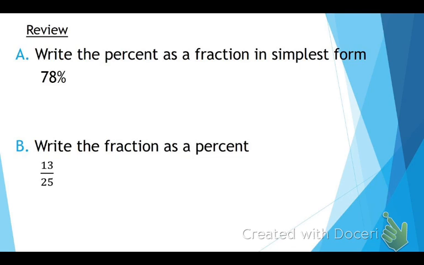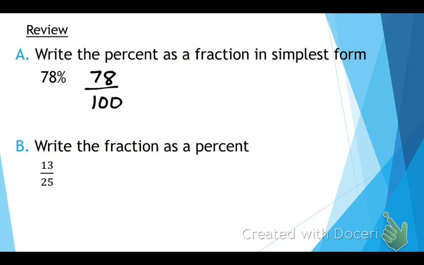Problem A says, write the percent as a fraction in simplest form. I've got 78%, but I don't want it as a percent. I want it as a fraction. What do I have to do? Turn it to a decimal. No, not turn it to a decimal. Put it over 100, because remember, every time that you have a percent, it's always out of 100. Now, is there any way to make that more simple?